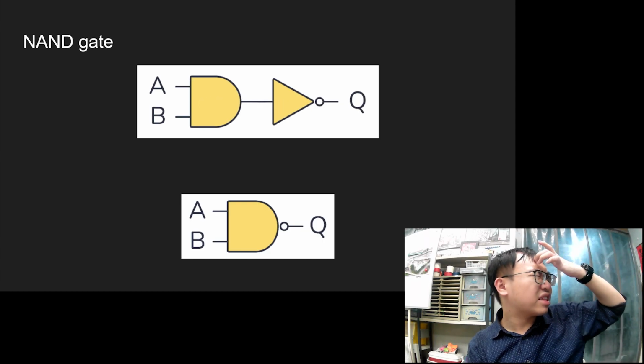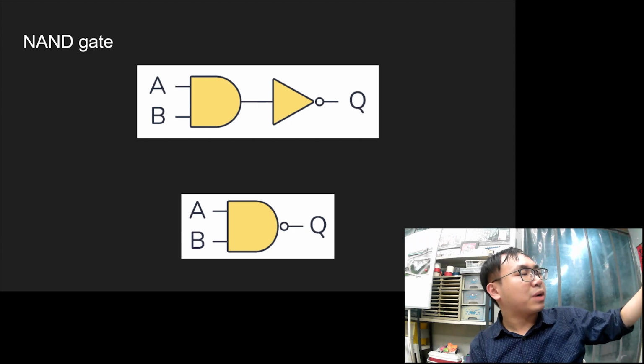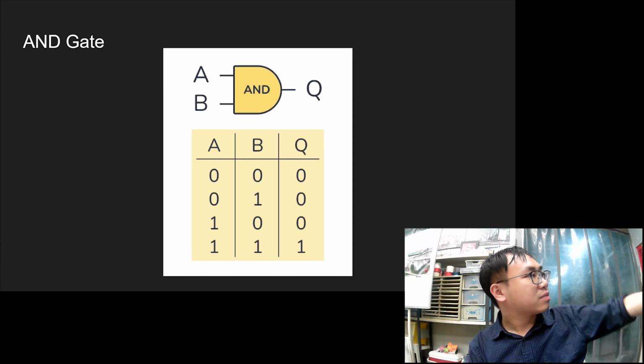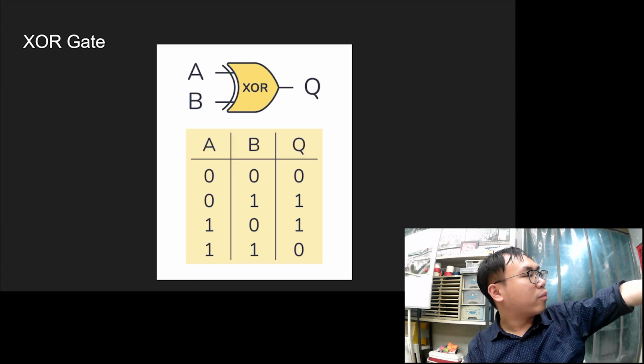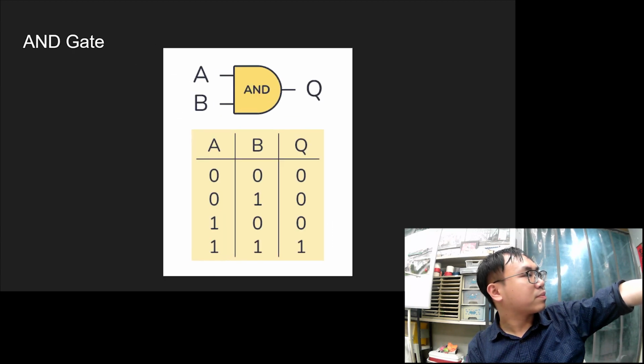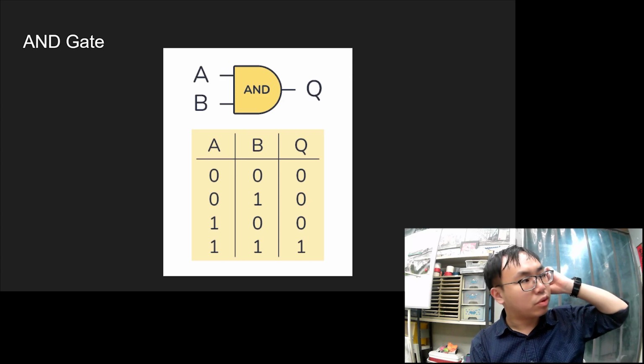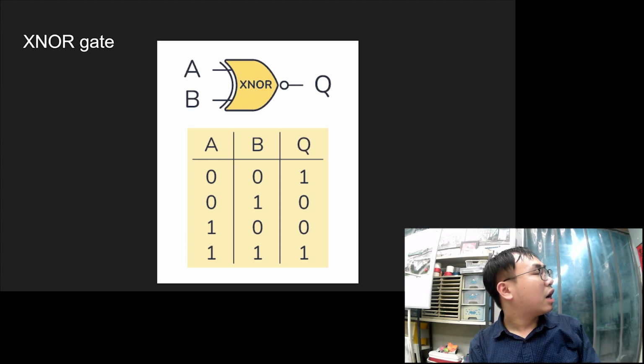Not an AND gate, AND gates plus NOT gates. So it is an AND gate with the output flipped. 0, 0 will be 1; 0, 1 will be 1; 1, 0 will be 1; 1, 1 will be 0. Yeah, it's the exclusive OR.